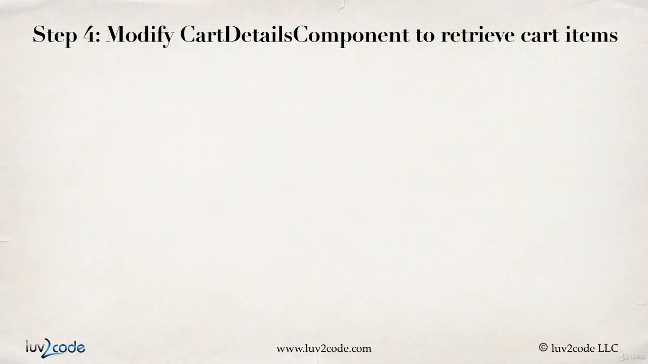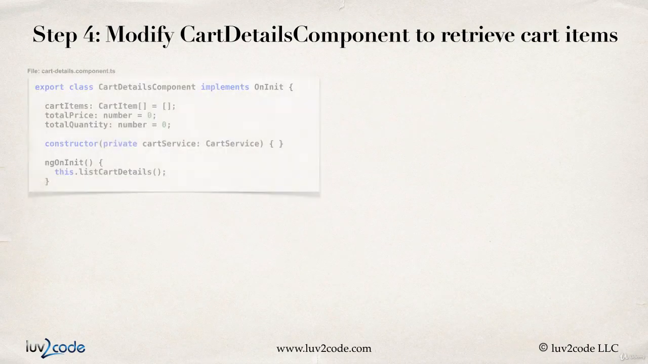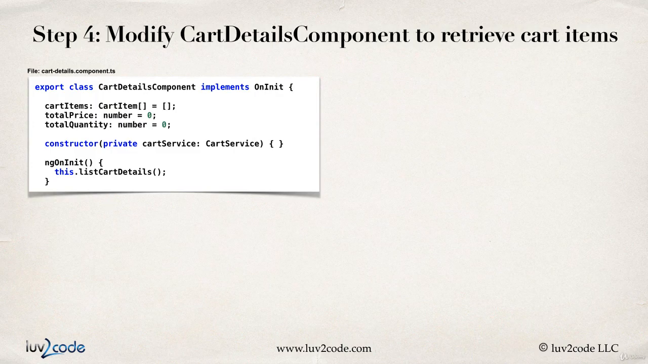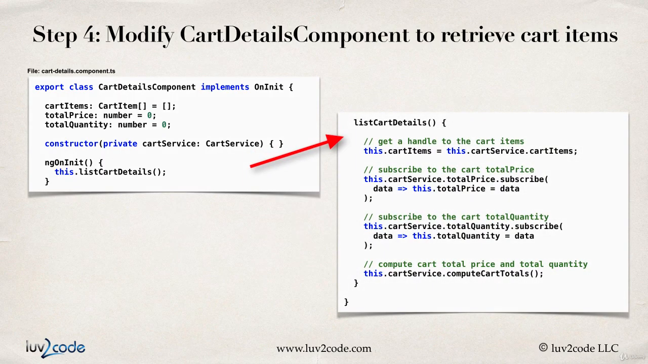Step four of modifying the cart details component to retrieve the cart items. So we'll have this class here, CartDetailsComponent. We'll set up some properties for cartItems, totalPrice, totalQuantity. We'll inject the cart service. And then in our ngOnInit method, we'll call this.listCartDetails. And then here's the code here for listCartDetails. We'll go through and we'll get a handle to the cart items. Then we'll subscribe to the cart total price, and we'll also subscribe to the cart total quantity.